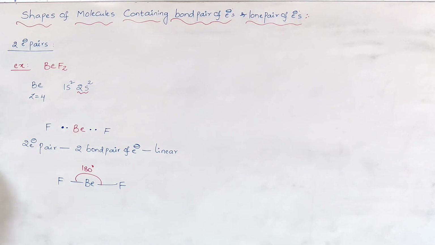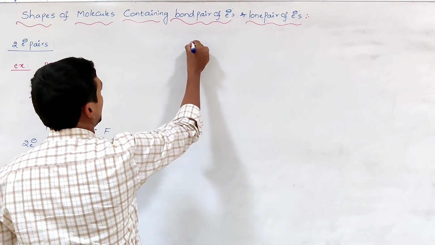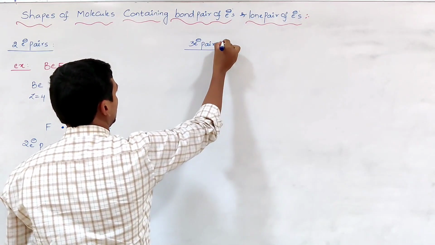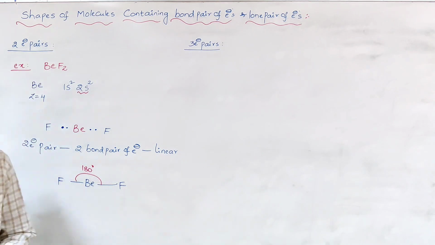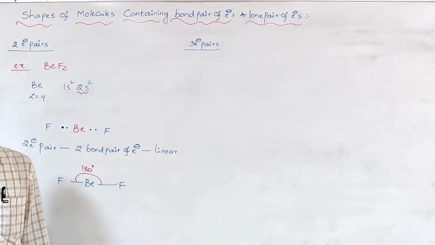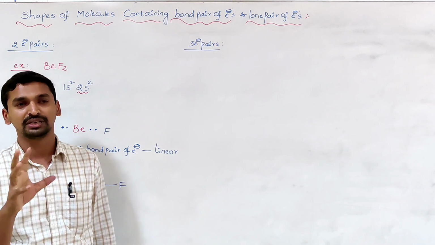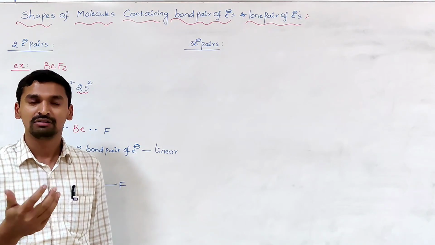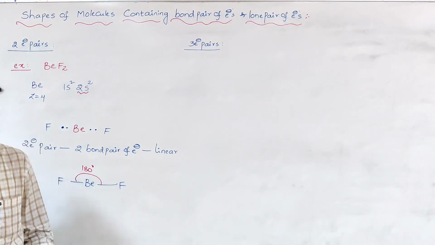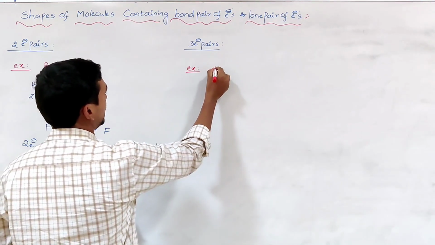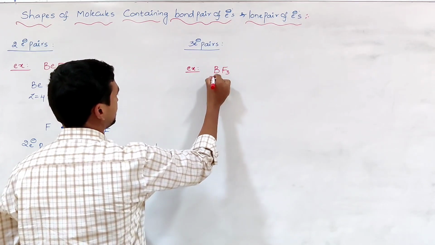So now this is about the 2 electron pairs. If 3 electron pairs are present around the central atom, the electronic geometry is trigonal planar. In some molecules, all 3 electron pairs are bond pairs. In some molecules, 2 are bond pairs and 1 is a lone pair of electrons. For example, the best example is the boron trifluoride, BF3 molecule.